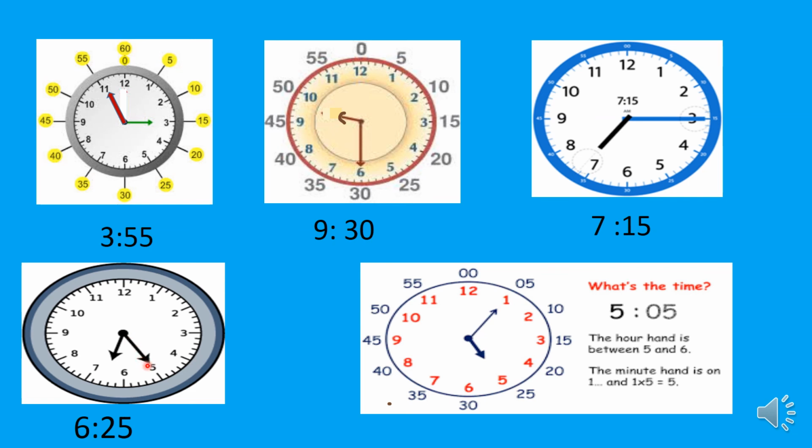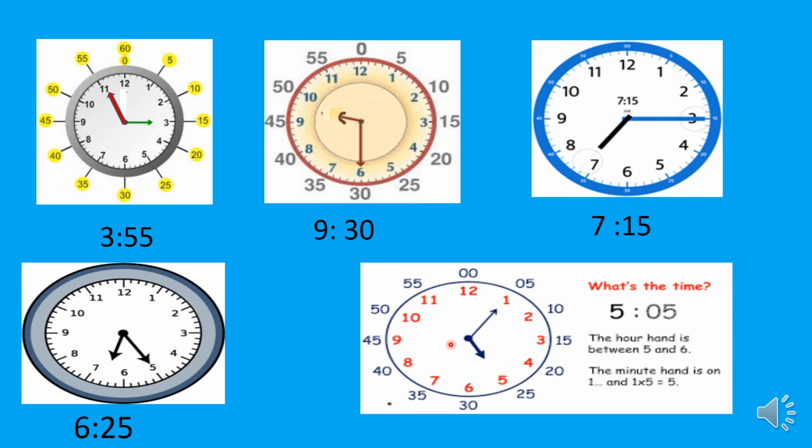So we have to count. 5 5s are 25. We have to count minutes: 1 2 3 4 5 6 7 8 9 10 11 12 13 14 15 16 17 18 19 20 21 22 23 24 25. Yes or no? Yes, it's a simple method. The 5 table: 5 5s are 25. So how many minutes, children? 25. So we'll write 6:25. Now the time in this clock is 6:25.